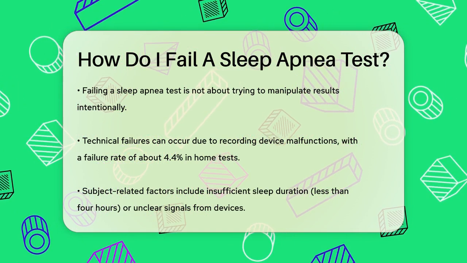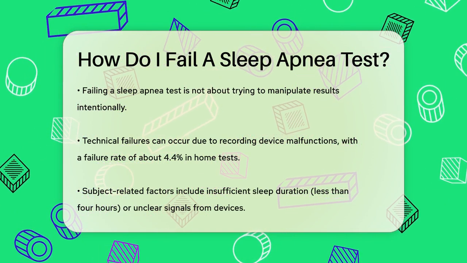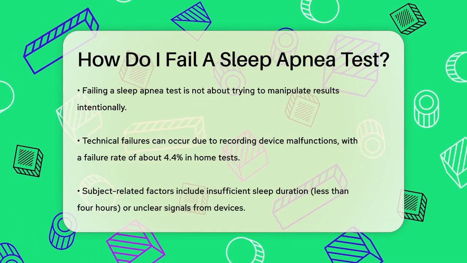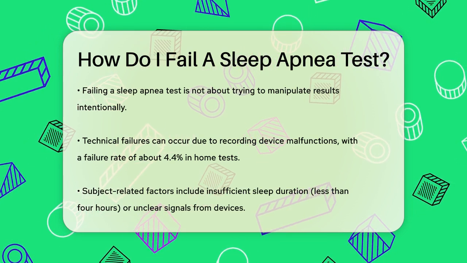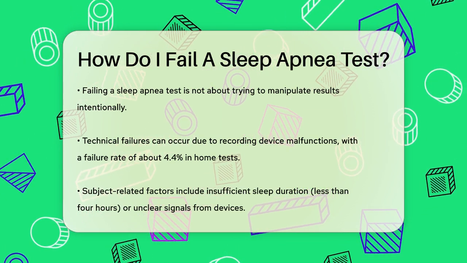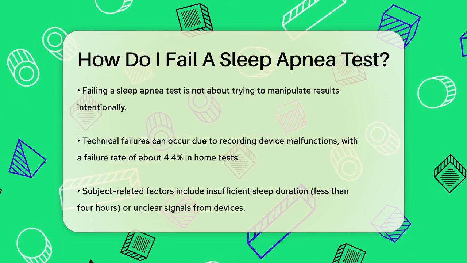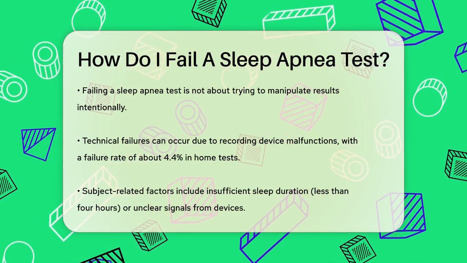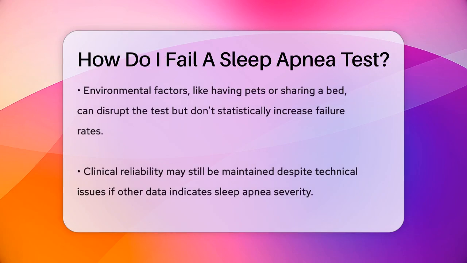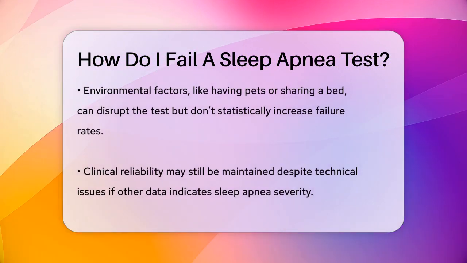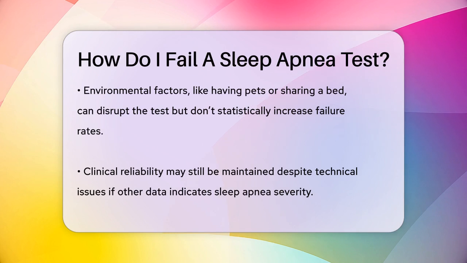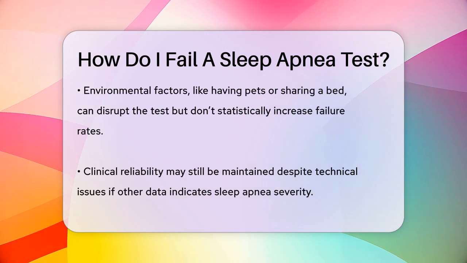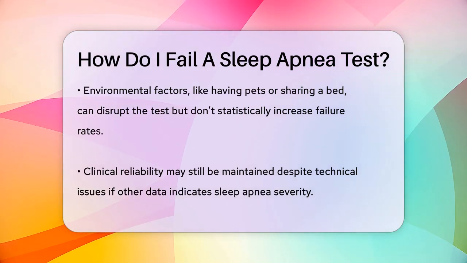Subject-related factors. Subject-related reasons can also cause failures. This includes things like the subject not sleeping for the required amount of time, usually at least 4 hours, or if the signals from the devices are not intelligible for at least 80% of the night. For instance, if you sleep only 3 hours and 50 minutes, or if there are problems with the snoring sensor or respiratory belts, the test might be considered unsuccessful.